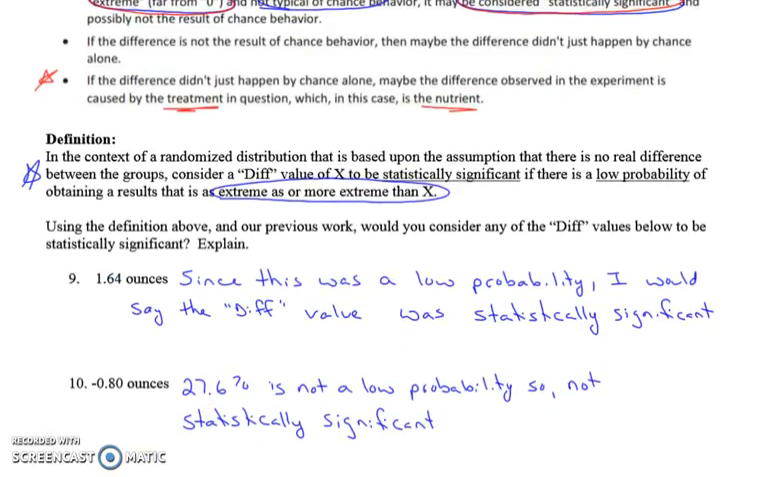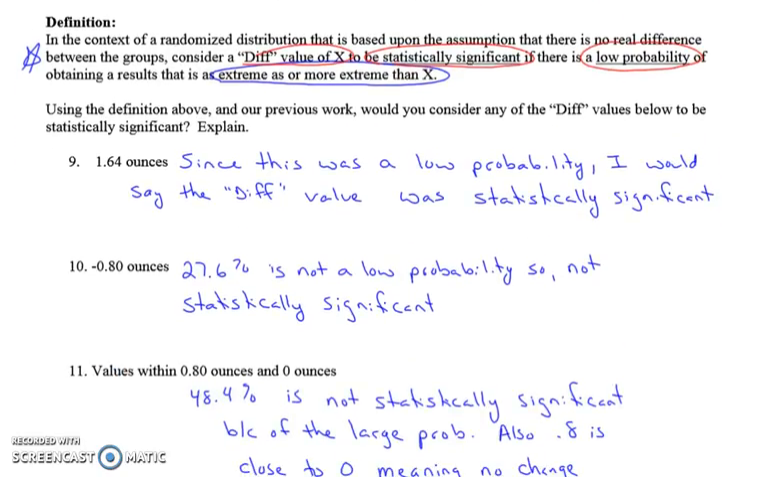Okay, so by definition, a diff value of x is statistically significant if there is a low probability of obtaining a result that is as extreme or more extreme than x. So if we look at 9, 10, 11, using the definition above, we've looked at 1.64 ounces. And 1.64 ounces had a low probability from the previous page. We got 6.8% for this diff score.